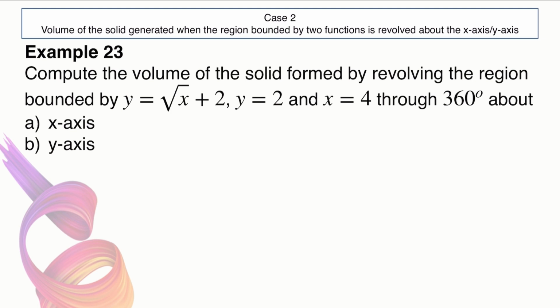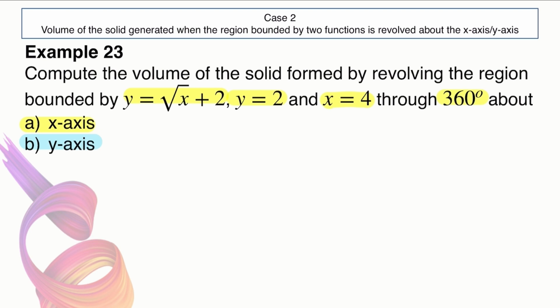Alright, example 23. Compute the volume of the solid formed by revolving the region bounded by y equals square root x plus 2, y equals 2, x equals 4, and it's rotated 360 degrees. Now there are two questions. The rotation is about the x-axis and also the y-axis. Now we are going to focus on the first one.